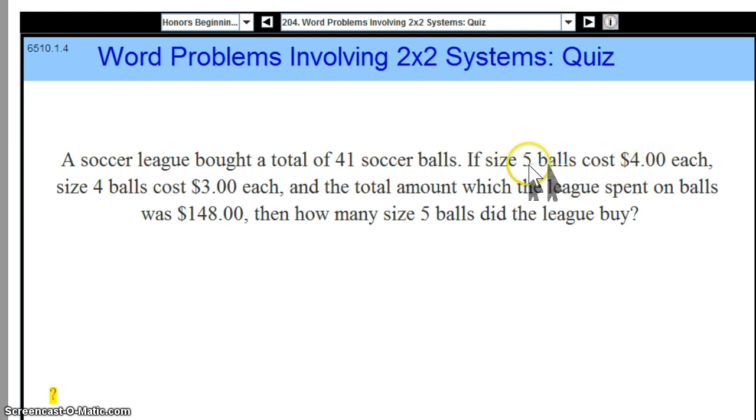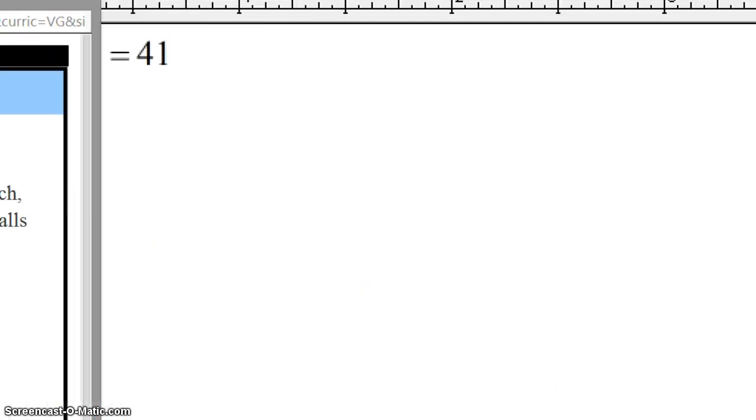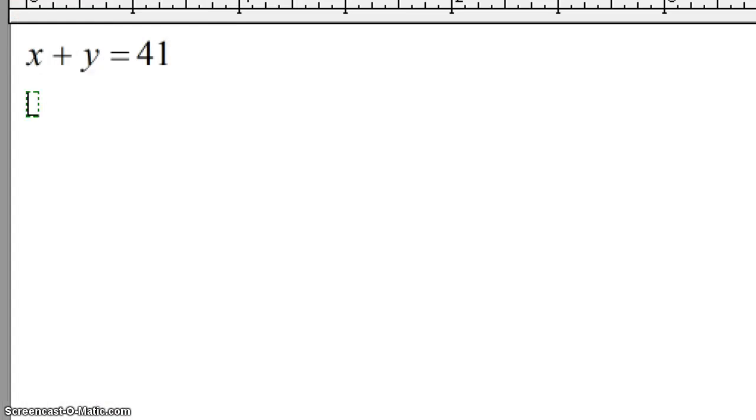So now let's look at price. So the cost of size 5 balls is the number of them times how much they cost, and same with size 4 balls, the number of them times how much they cost, and the total spent was 148. So we said size 5 balls, which is x, cost $4 each. So 4x plus size 4 balls cost $3 each, 3y equals 148. And this is probably the hardest part, getting this system of equations. And once we have that, we can solve.